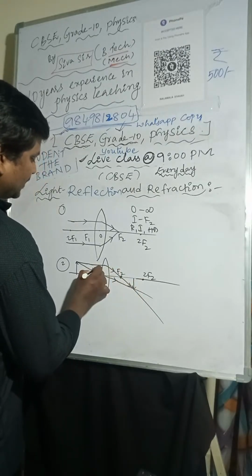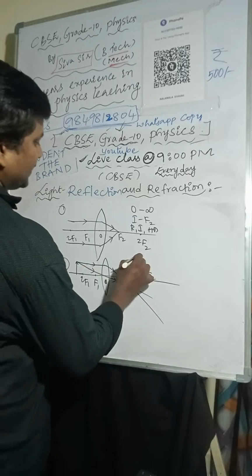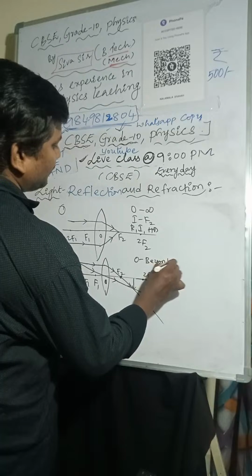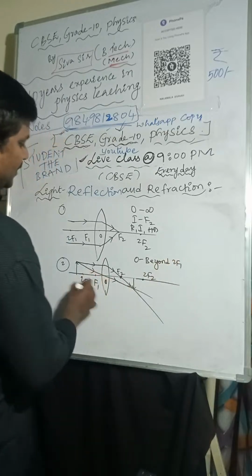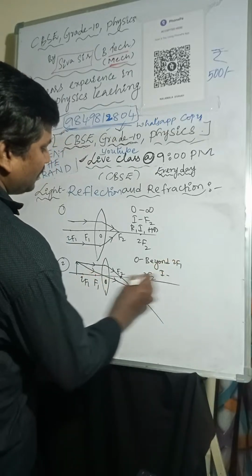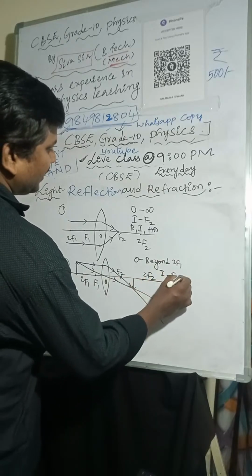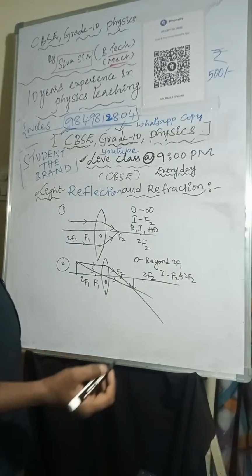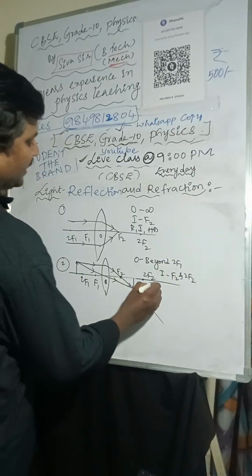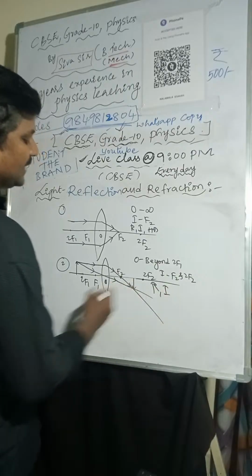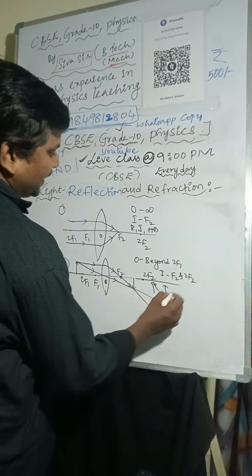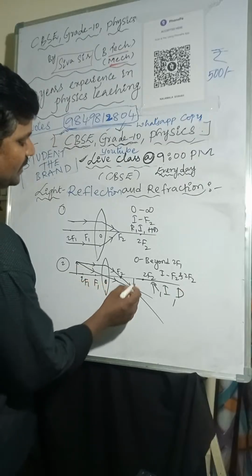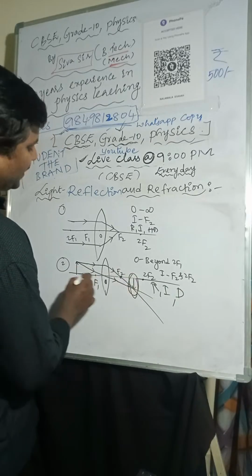Okay, so I'm considering here the object is placed beyond 2F1. The image will form between F2 and 2F2. The nature of the image is real and inverted. The size of the image is diminished compared to the object. The image size is decreased compared to the object.